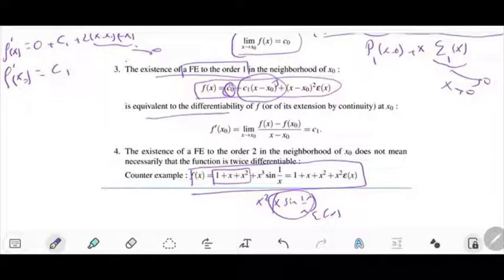So you have this, but this function, if you study it, I will not be doing it right now, you will find out that this function is not twice differentiable. So the second derivative doesn't exist, even though the second order finite expansion exists. So this remark holds for the first order to calculate the limit, the second order to calculate the derivative, and that's all.